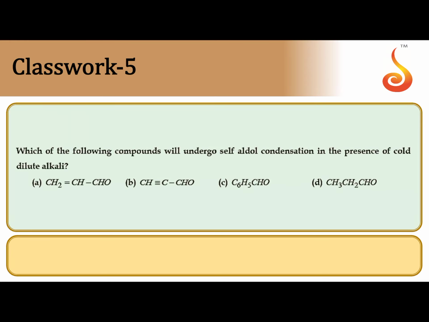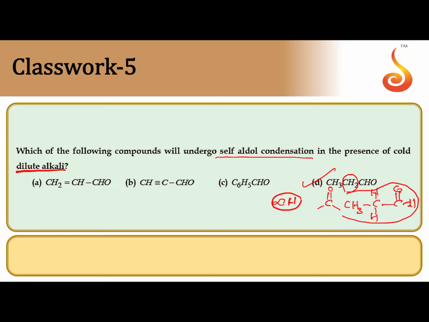Which of the following compounds will undergo self-aldol condensation in the presence of cold and dilute alkali? For a compound to undergo aldol condensation, the essential condition is that at least one alpha hydrogen should be there, with respect to an electron withdrawing group like the carbonyl group. In all these molecules, if you observe option D, there are two alpha hydrogens: CH3 CH2 CHO. That's why propionaldehyde undergoes self-aldol condensation. Correct answer is D.